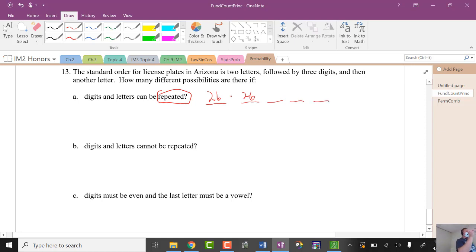And then digits, this is the other thing that makes me sad. How many digits are there? Well, this one's a little different. How many possible digits are there? 10. What do some people put? 9, because they think 1 through 9, 9. Nope. What else is there? 0. So there's 10 digits and they can be repeated.